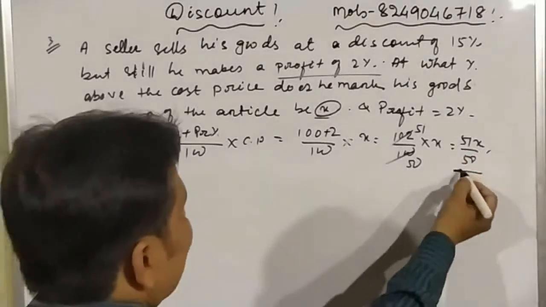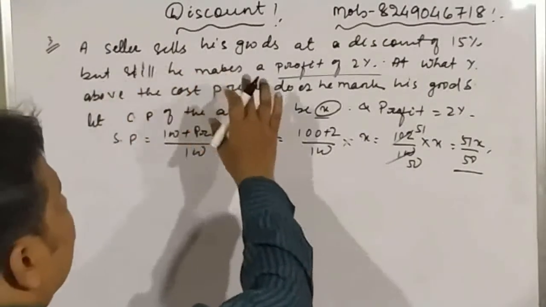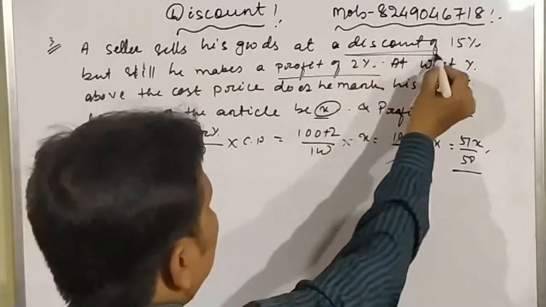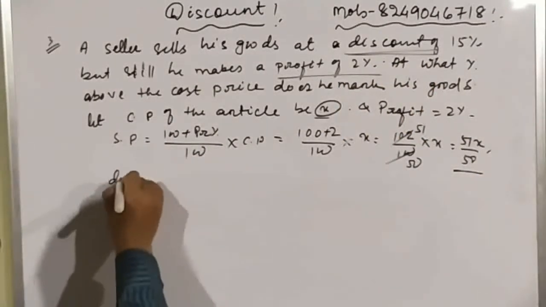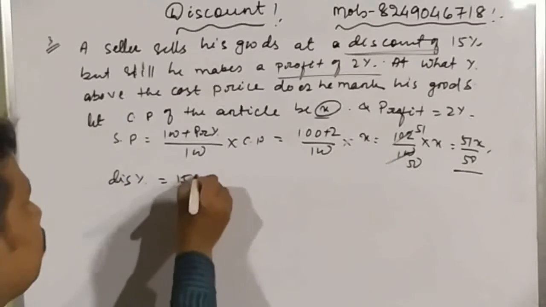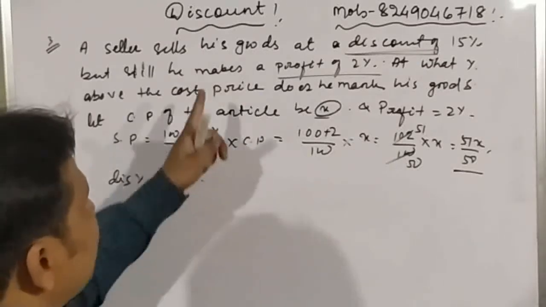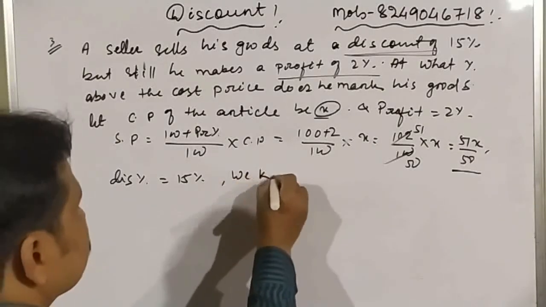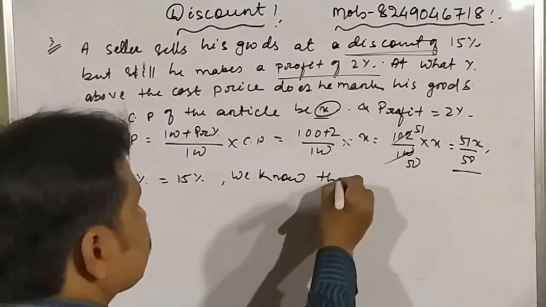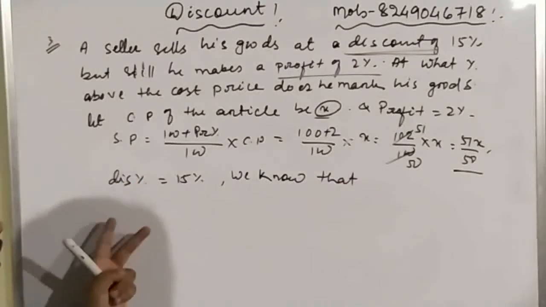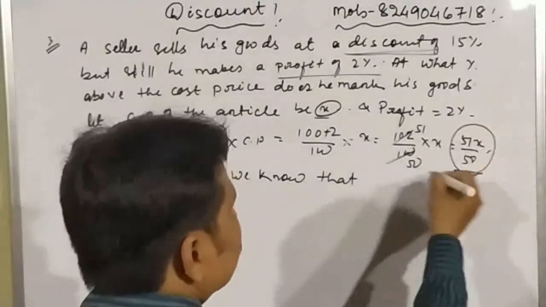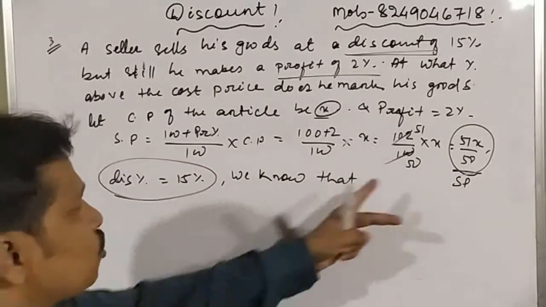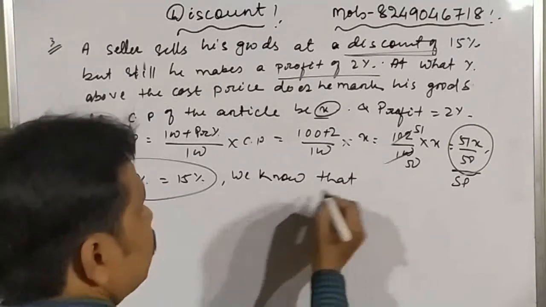Now this is the selling price that we have got, and in this selling price the discount given is 15%. So discount percentage equals 15%. Now we have to find out what the mark price will be. What is the condition that we have been given? We have the selling price and the discount percentage. From these two conditions we have to find out the mark price.